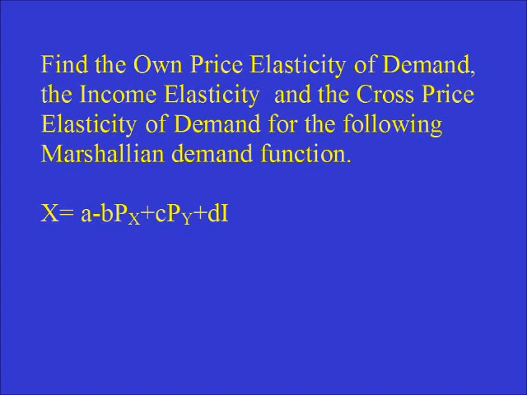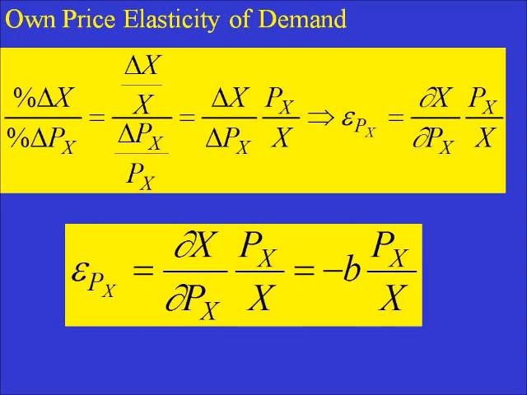We have an example. Here we have a demand function, a regression type function, where x is the quantity demanded for x, p of x is the price of x, p of y is the price of a related good, y, and I is income. What we're going to do now is find the own price elasticity of demand, income elasticity, and cross price elasticity of demand. Start with our own price elasticity of demand. To do this, we simply take our formula, which we know is the partial of x with respect to px multiplied by px divided by x.